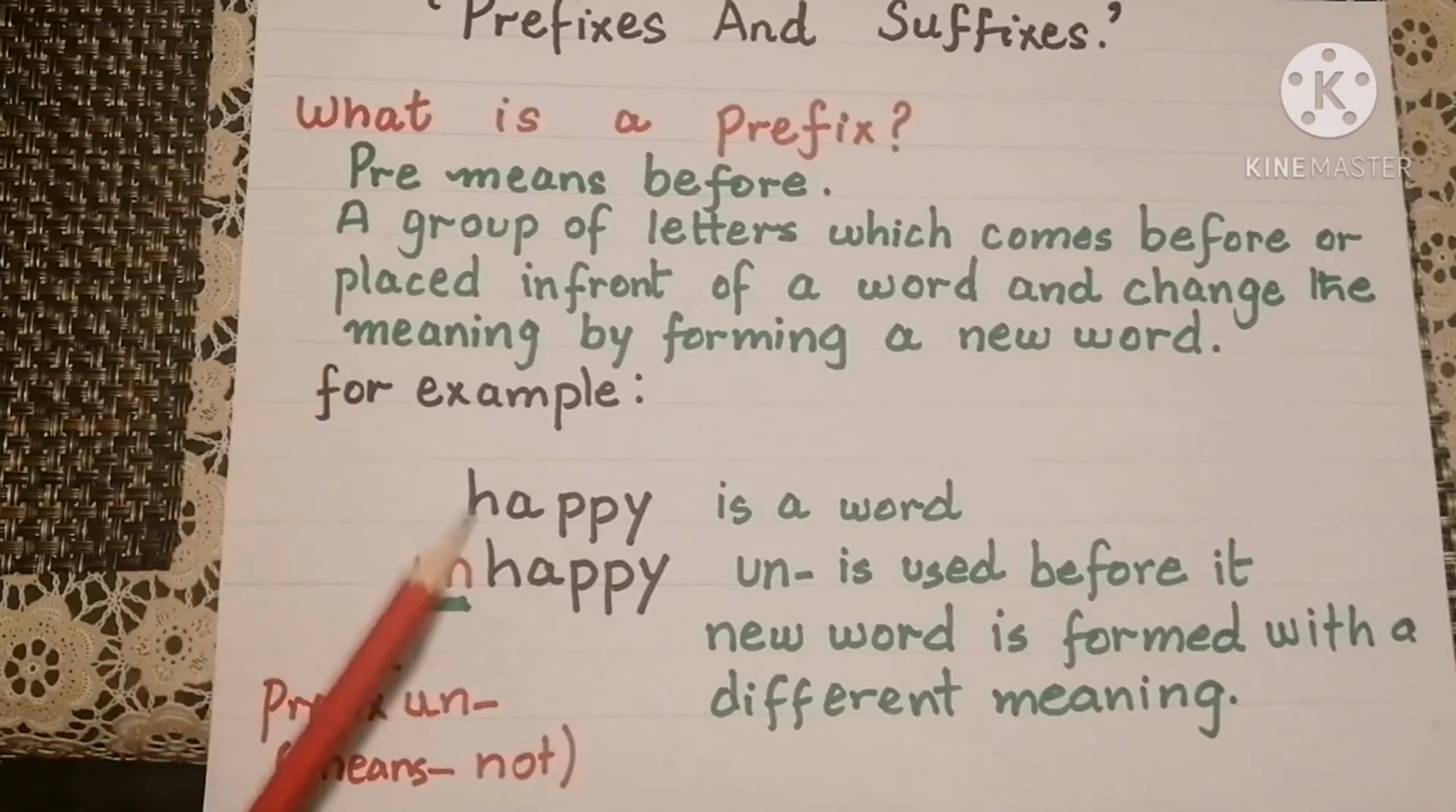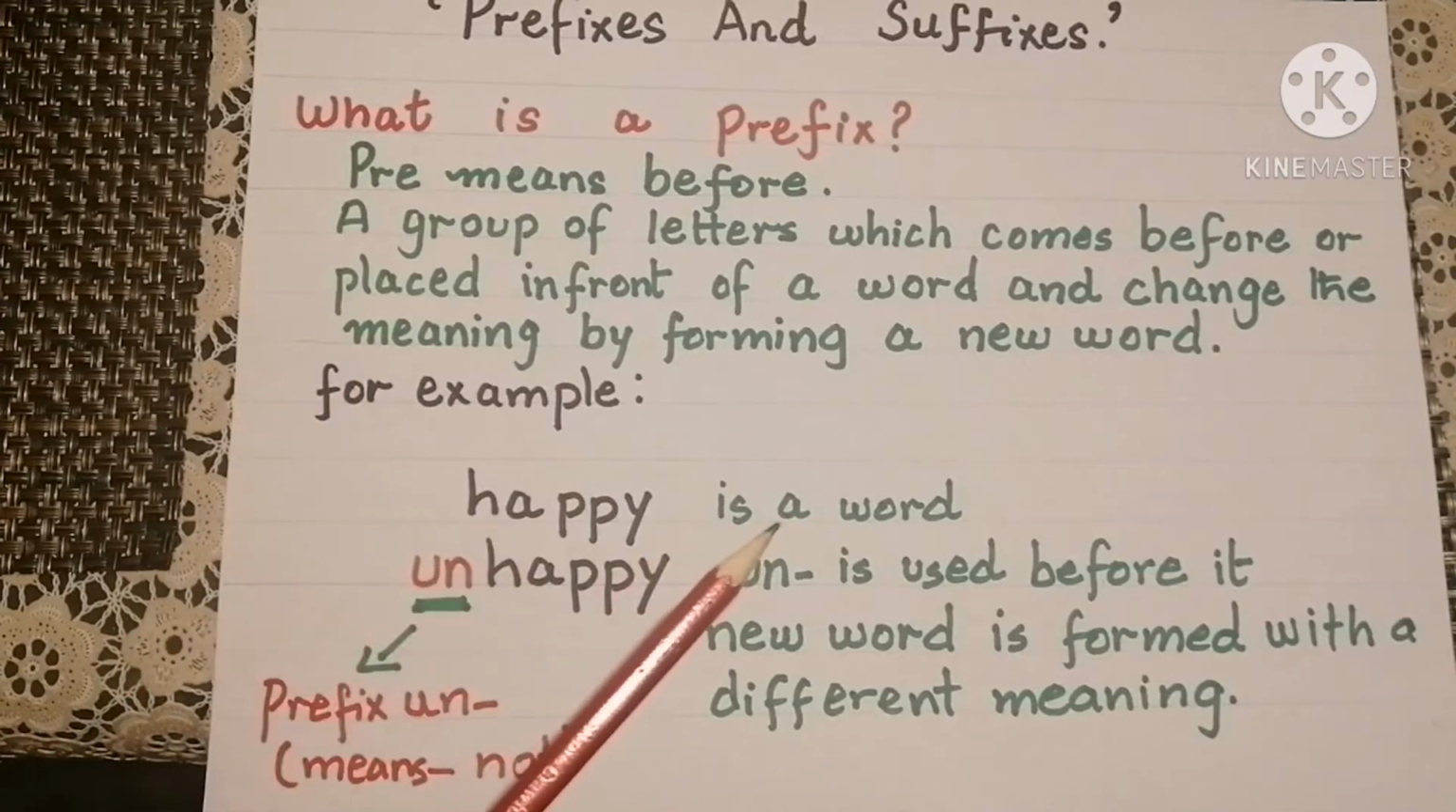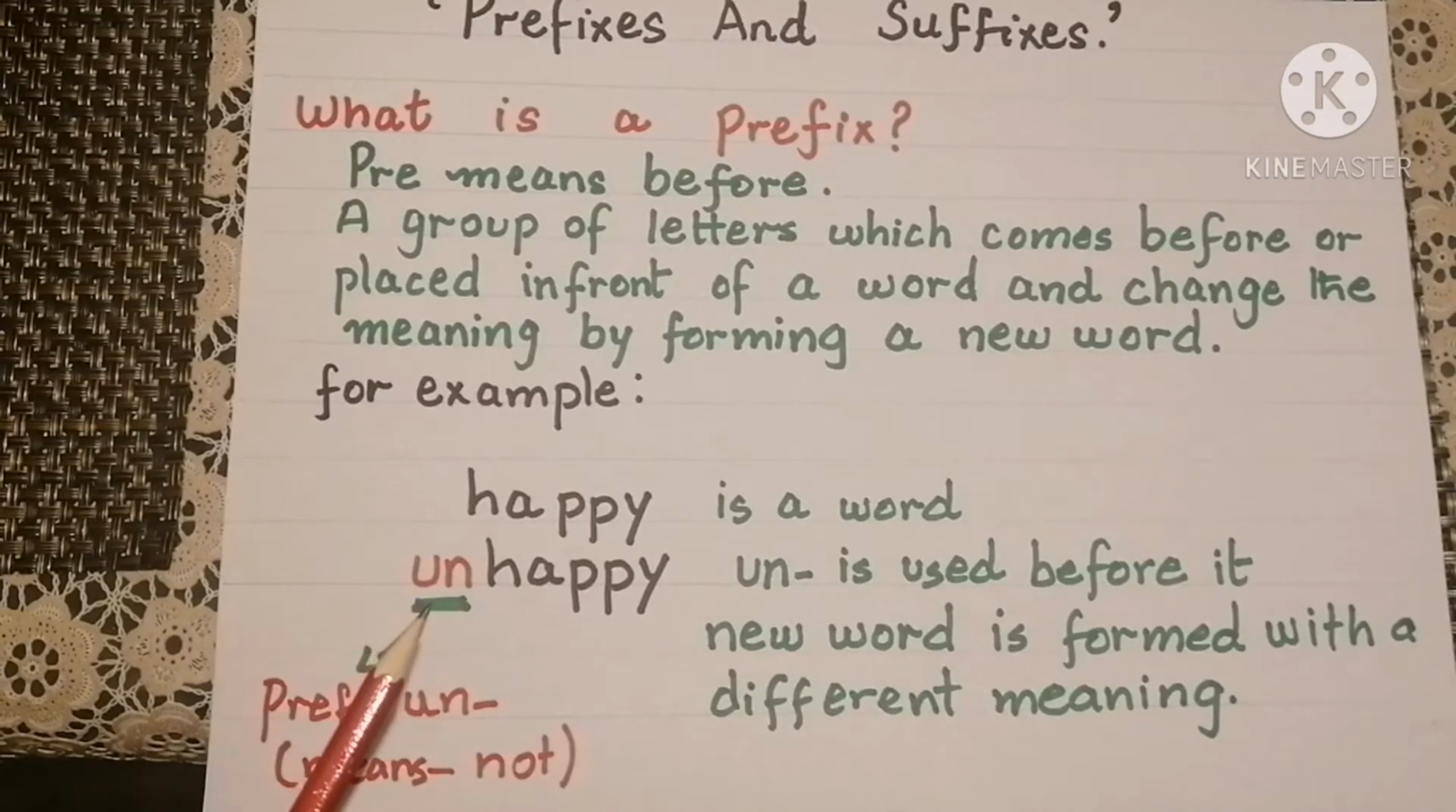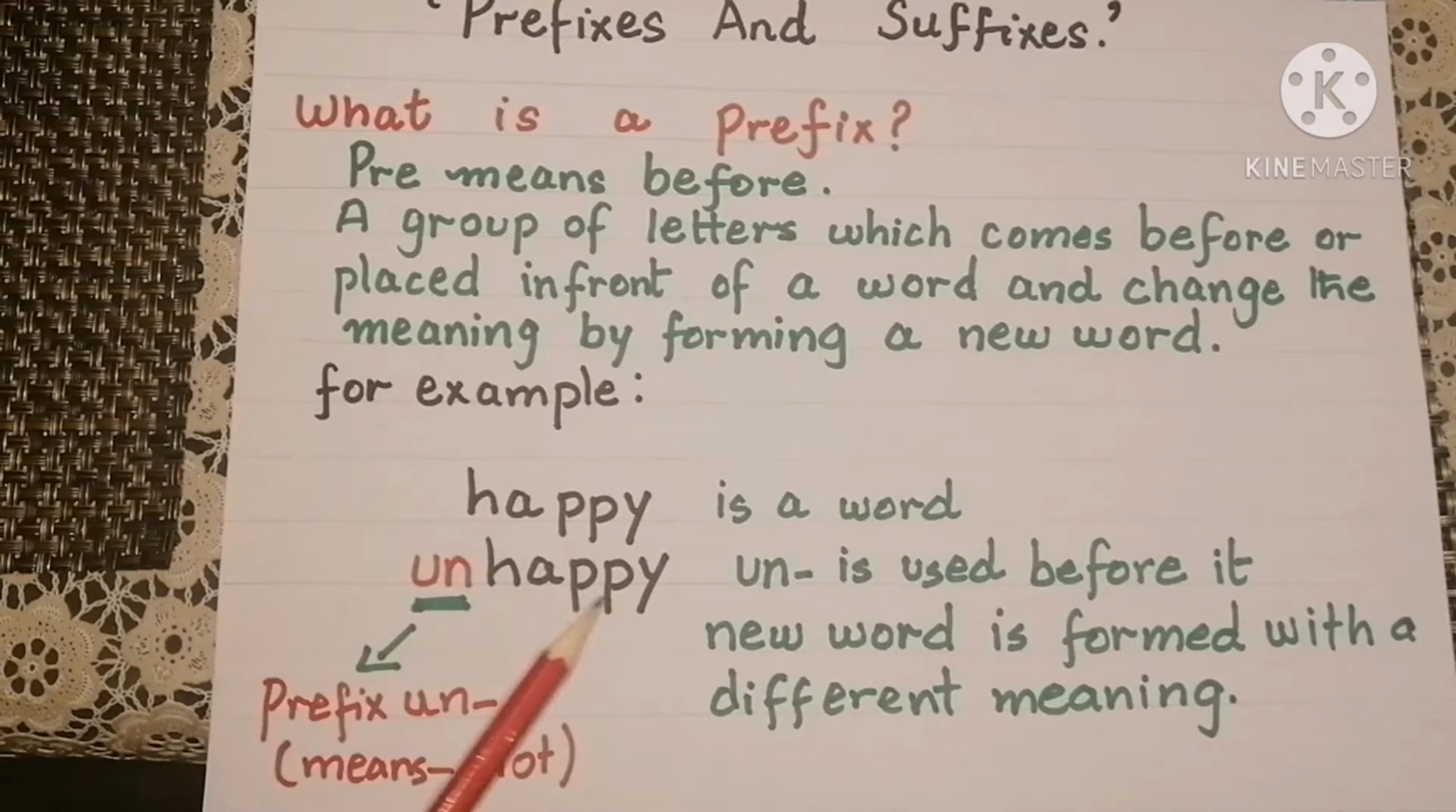For example, happy is a word. If we use un, the prefix, the word will become unhappy. Now, un is used before it, so a new word is formed with a different meaning: not happy. Here, the prefix is un and the root word is happy, and by adding the prefix before the word, it becomes unhappy, another word with a different meaning.